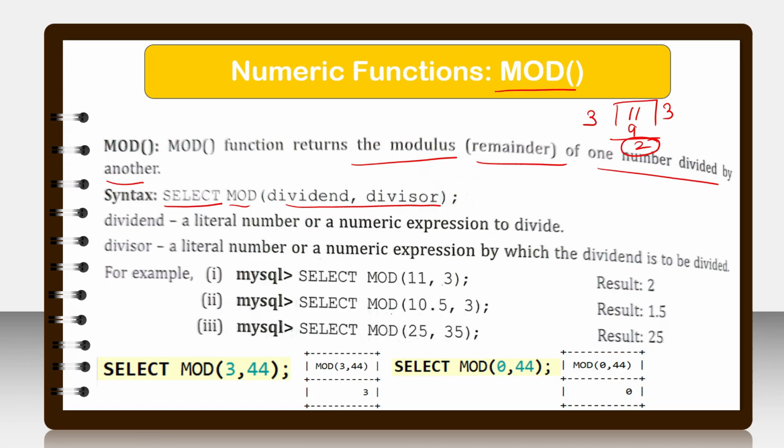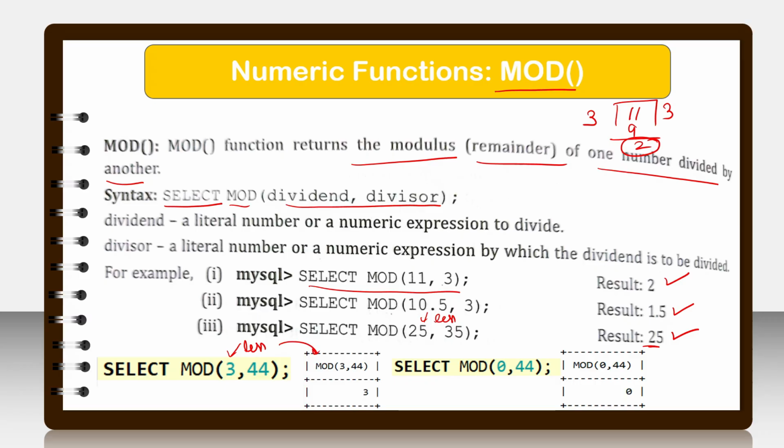Now here, the dividend is a literal number or numeric value to be divided, and the other one is the number by which we are dividing it. So the answer of select mod 11 comma 3 is 2. Select mod 10.5 comma 3, now here we can get the answer as a float, so the remainder will be 1.5. 25 divided by 35: now here this number is less, so you will always get that number as the output. So this is the remainder. Now there are certain cases in which, here also 3 is less, then we will get that as the remainder.